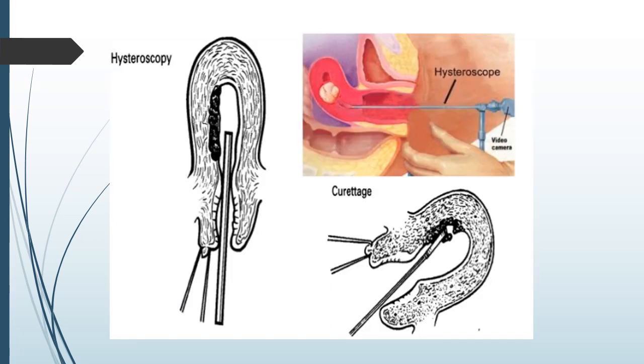Now, hysteroscopic guided endometrial biopsy is the gold standard. This is a hysteroscope which we introduce through the cervix into the endometrial cavity, and there is a camera attached to it, and we can visualize the abnormal areas inside the uterine cavity, and then we can have hysteroscopically directed endometrial sampling.